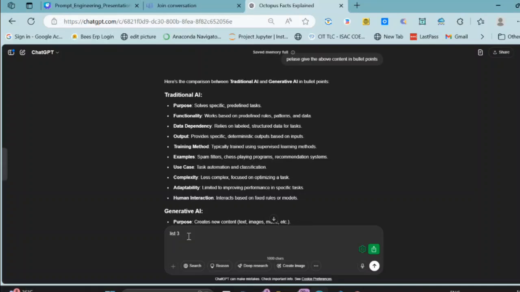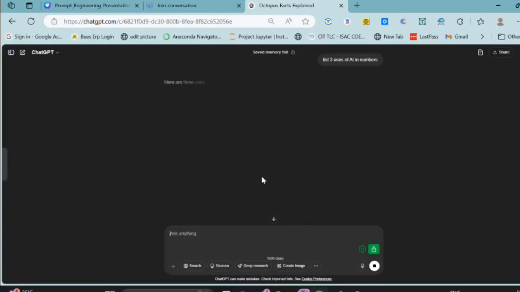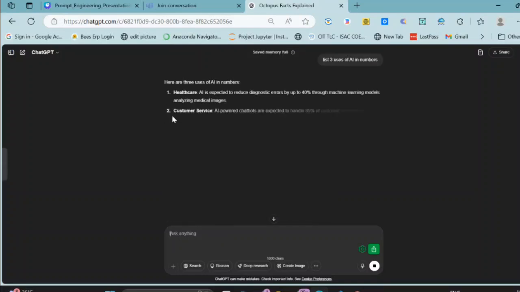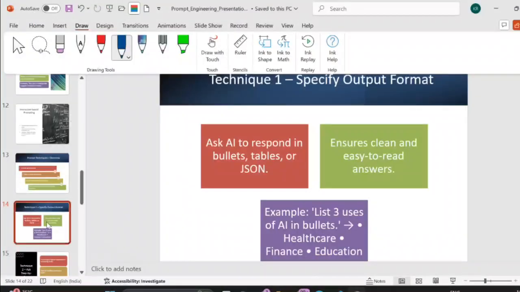List three uses of AI in numbers: one, two, three. So if we mention bullet points, then it provides bullet points, tables, anything. Okay. So this is the first technique, which is specific output format.